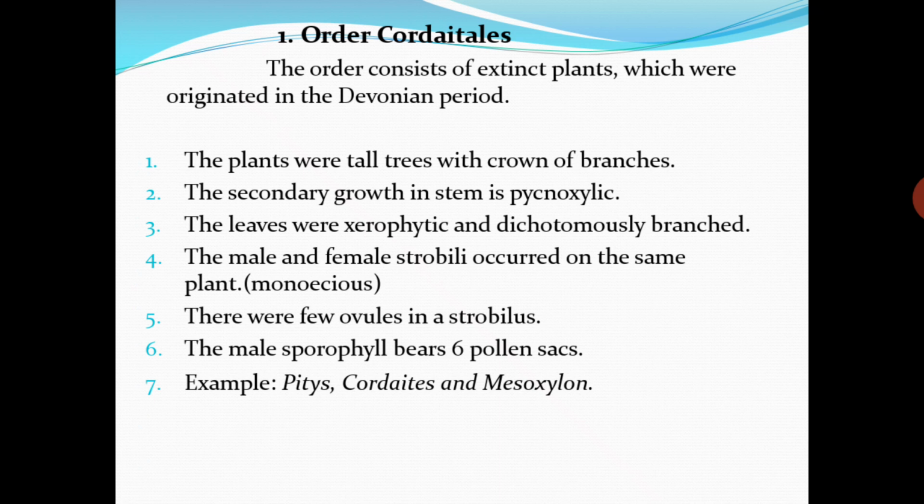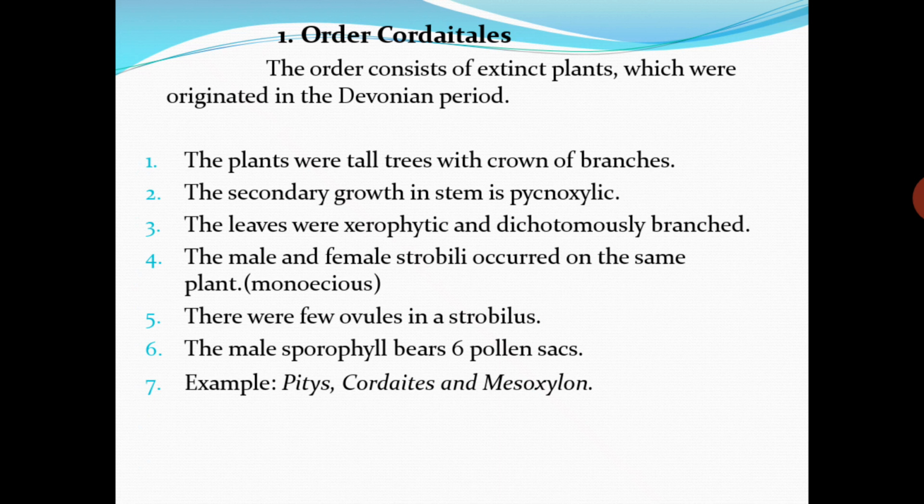The secondary growth in stem is pycnoxylic. The leaves were xerophytic and dichotomously branched. So leaves are here dichotomously branched and they are in a xerophytic condition. The male and female strobili occur on the same plant, nothing but monoecious, where sex organs are present in the same plant. There were few ovules in the strobilus.